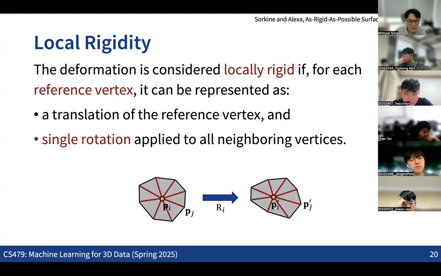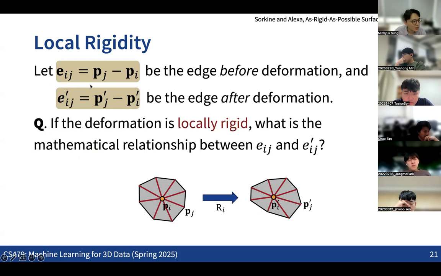Make sense? So given this basic idea, let's denote the vector from pi to pj as eij, a new notation. The vector eij is the vector before the deformation, and e prime ij is the vector after the deformation. So if the deformation is locally rigid, what is the relationship between these two? How can we represent the relationship between these two in a math form?